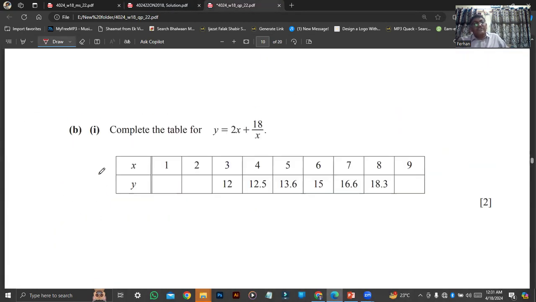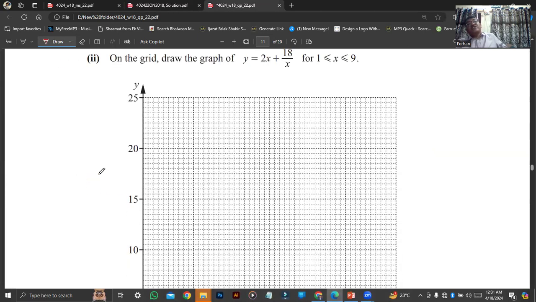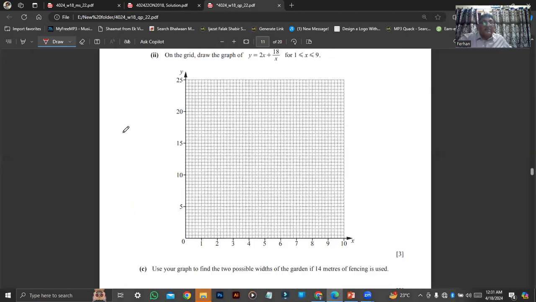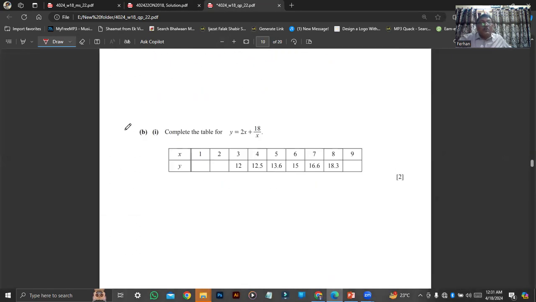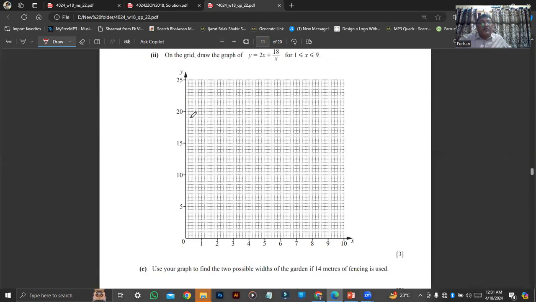So question number 6b and its second portion. He says on the grid, draw the graph of y is equal to 2x plus 18 by x for x greater than or equal to 1 and less than or equal to 9. So I will have to plot those points here. This is the y values, the length.